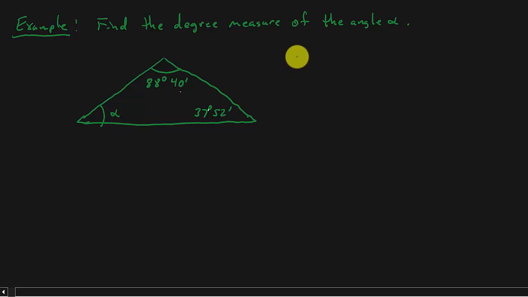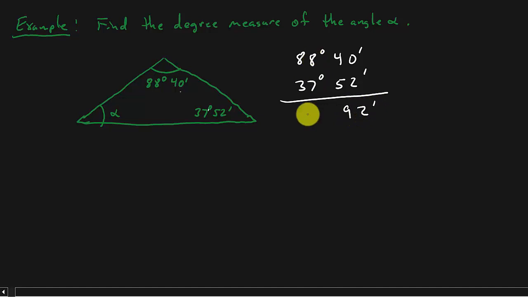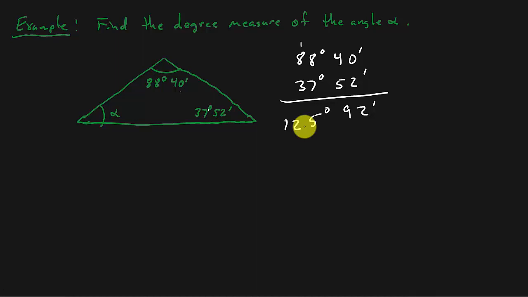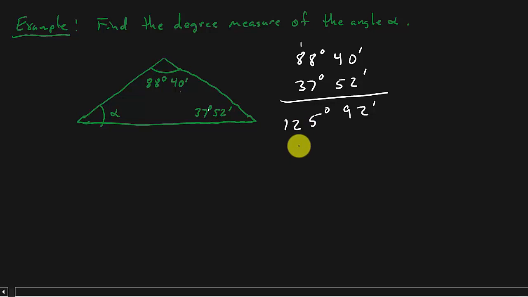All right. So first, let's do 88 degrees, 40 minutes, and 37 degrees, 52 minutes. All right. Let's add those together. So that's going to be 92 minutes. And this is going to be, what is that? 5, carry our 1, and that's 125 degrees. Now, the degrees, they can be however much you want them to be. Plus 37, make sure I got my numbers right, 125. Because if I add something wrong, I hear about it in the comments.